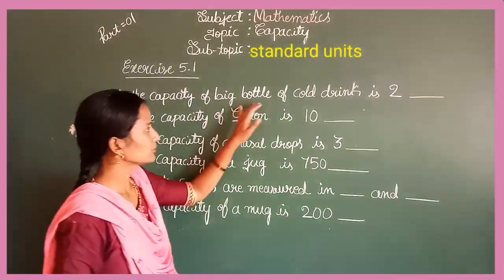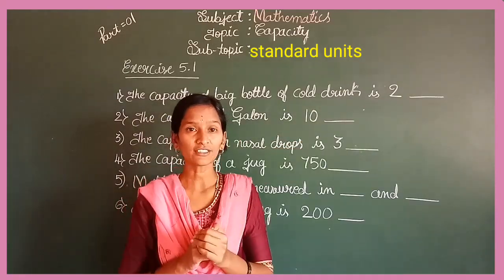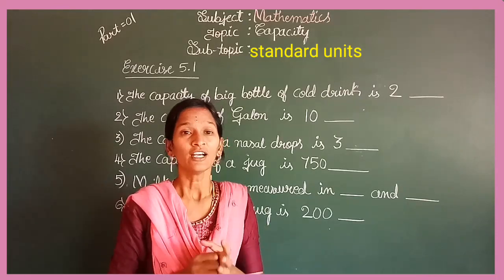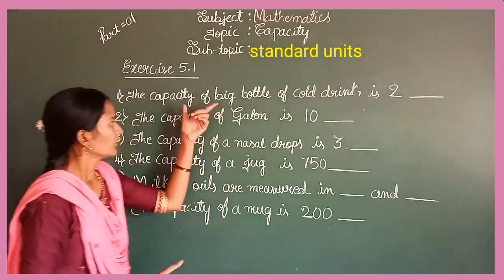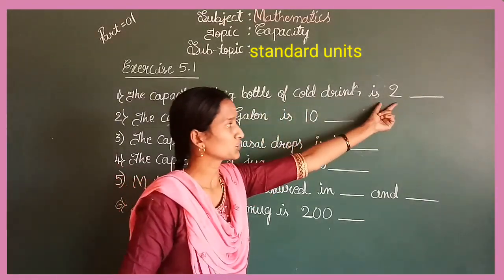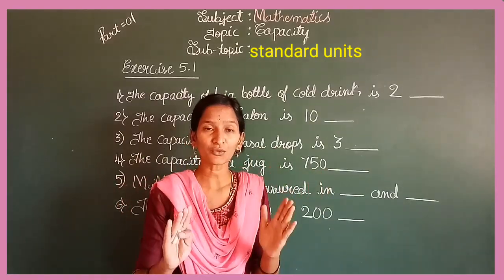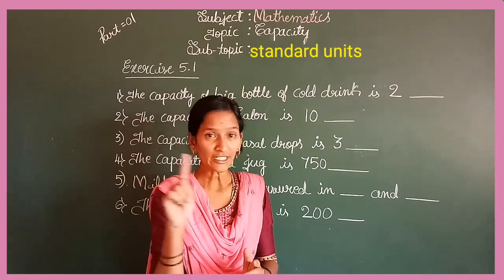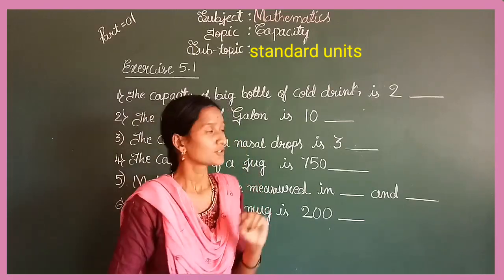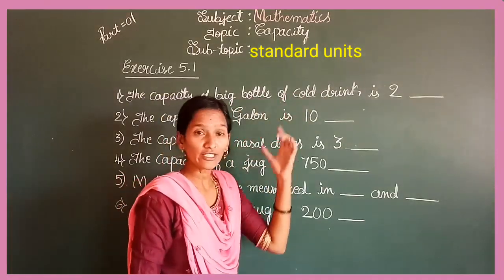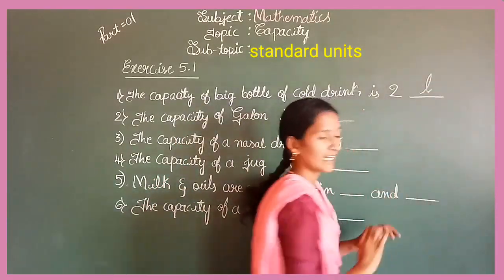The capacity of a big bottle of cold drink is 2 dash. Students, nowadays in summer seasons we are using different types of cold drinks, right? So here they gave a big bottle of cold drink is 2. It is a larger quantity, right? So we are measuring the larger quantities in liter, not in milliliter. Milliliter we use for smaller quantities. So this is a big bottle of cold drink. It is 2 liter. If you add liter, it is correct.